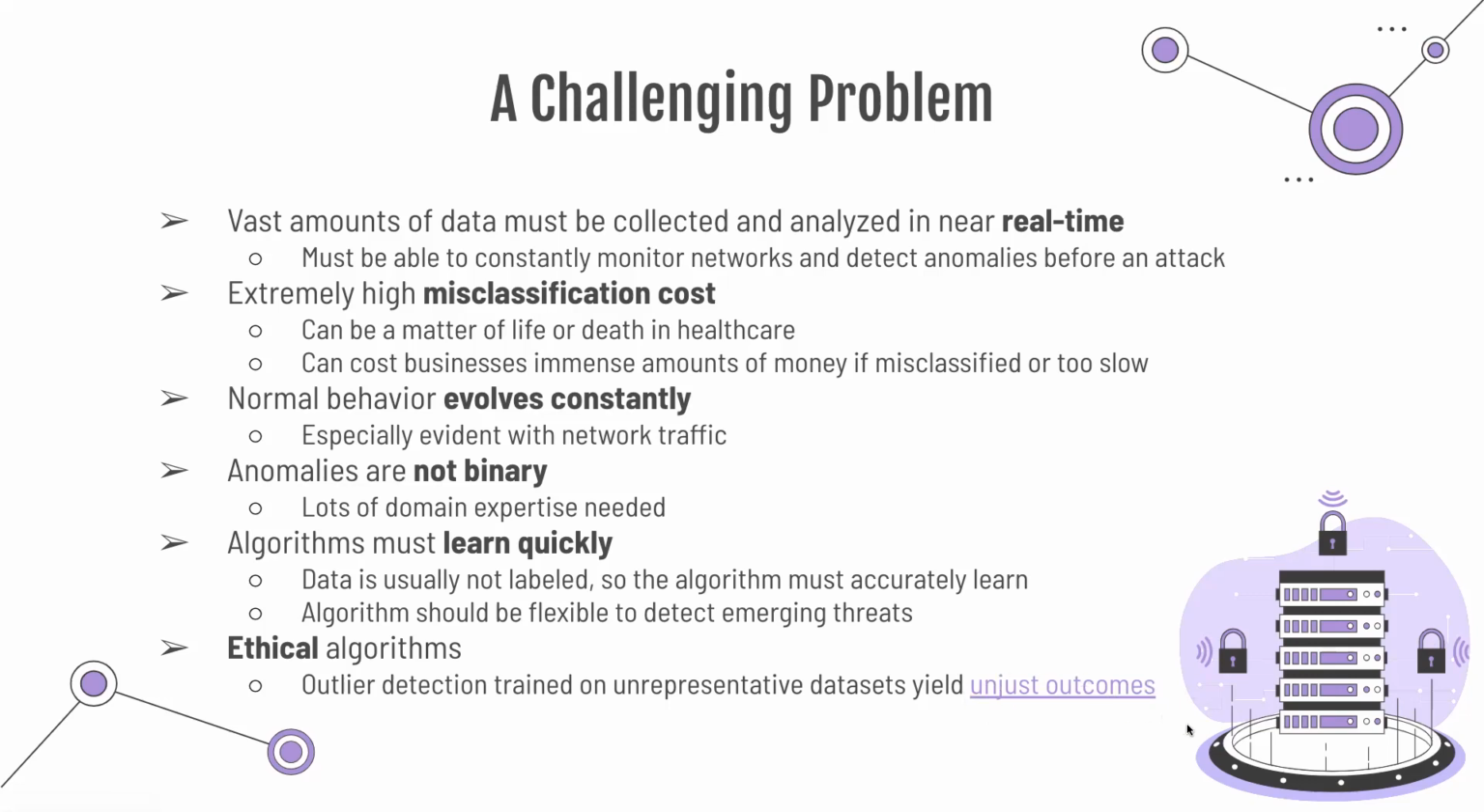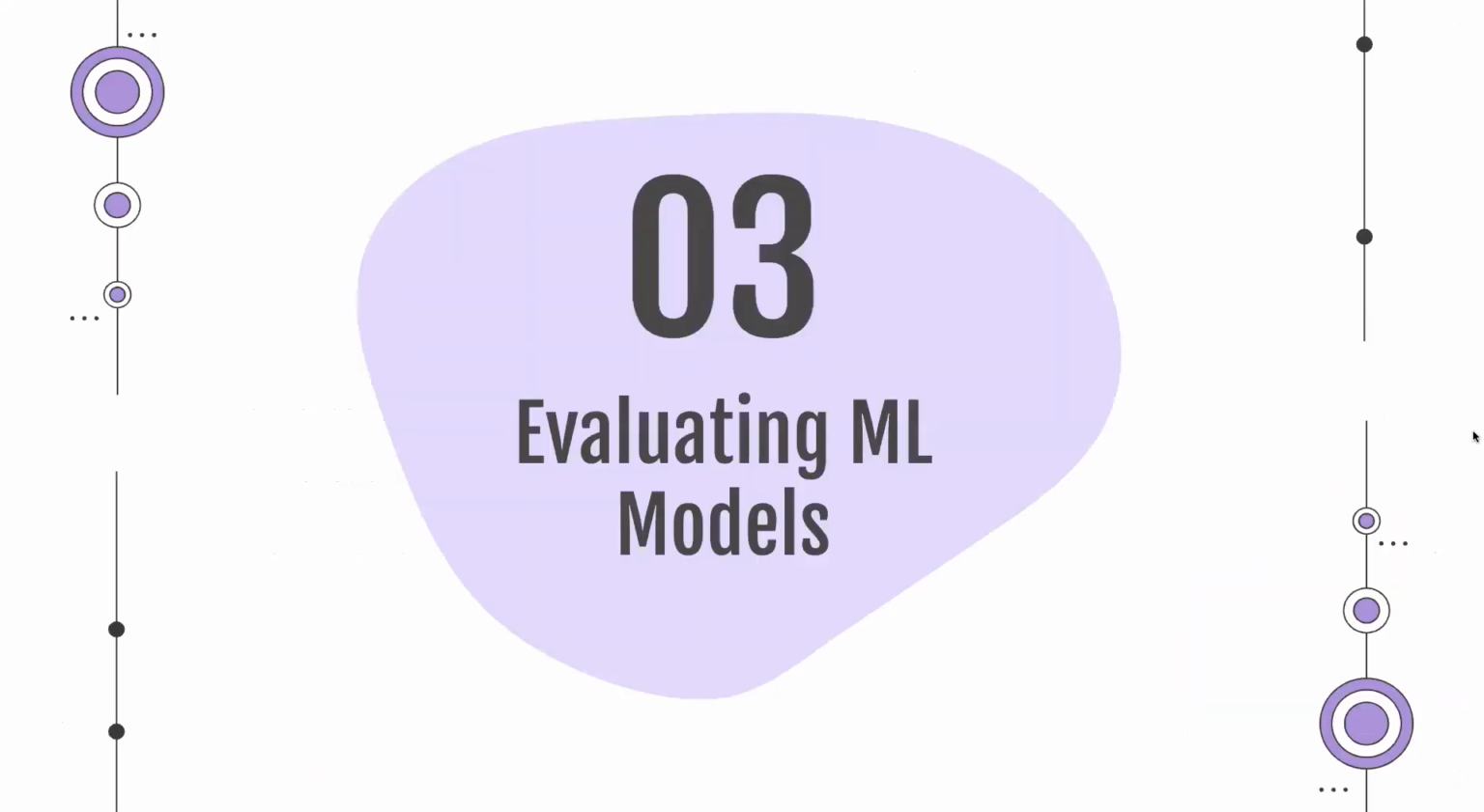And it's because ethicality is a huge concern and should be at the forefront of our minds when we're making an algorithm, and it should be right up there as a priority with the accuracy or precision of our algorithm. Okay, so next up, we're going to go over how to evaluate machine learning models.